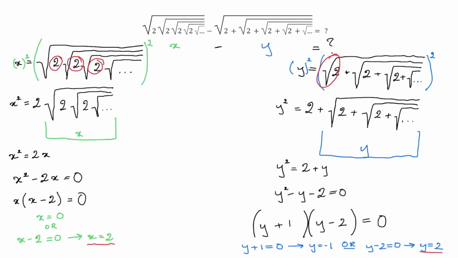Wonderful. So now we have the values for x and y. All we need to do is take the difference. So we have x minus y, which equals, when we substitute in their values, 2 minus 2. And very nicely, the solution is 0.